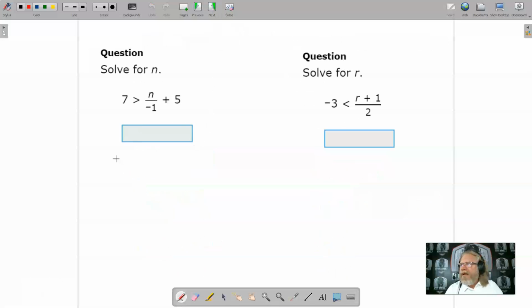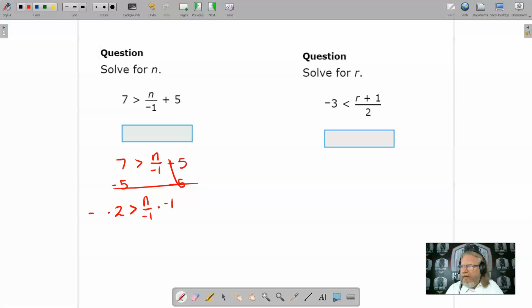On the next one, I have 7 is greater than n over negative 1 plus 5. It looks like there will be a whole lot of multiplying and dividing by negatives here. Okay, so let's subtract 5 from each side. 7 minus 5 is 2, greater than n over negative 1, and the 5's cancel each other, right? So now we're at this, and we want to get rid of this negative 1, so we're going to multiply by that negative 1.